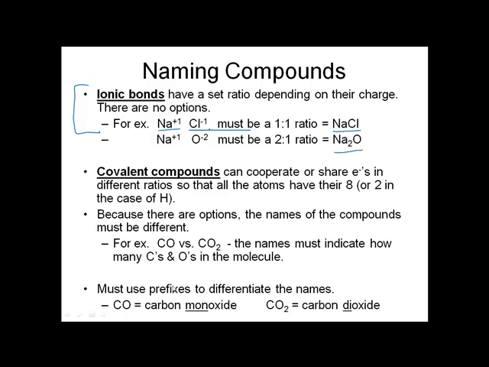So what we need is a way to name that we can easily distinguish between the different compounds that are formed. The example that we already talked about is carbon dioxide and carbon monoxide. They have different names, they have different number of carbons, different number of oxygens. Hopefully we know that mono means 1. So CO, carbon monoxide, means 1 carbon bonded to 1 oxygen. Carbon dioxide, 1 carbon bonded to 2 oxygens, so CO2.